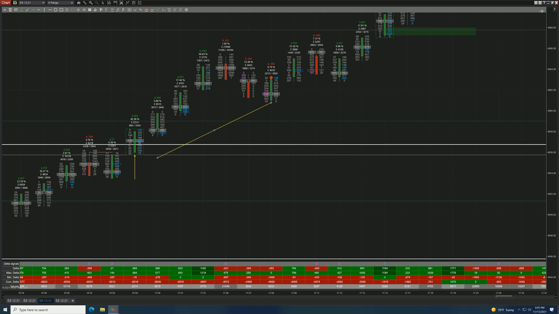trapped sellers right there. They thought, oh, the market's coming down, and then the market goes up. This is pretty good size here, so they're likely trapped down here.